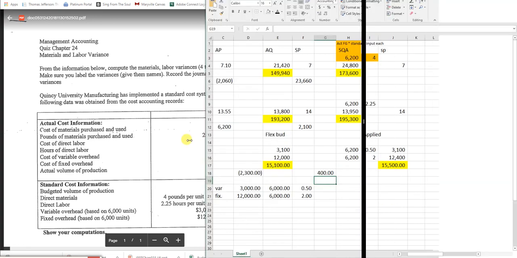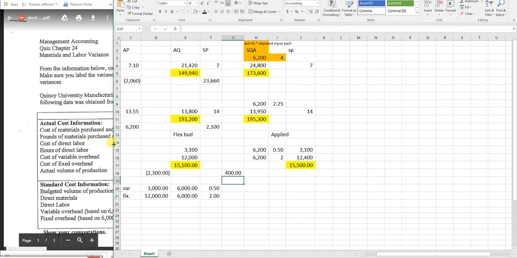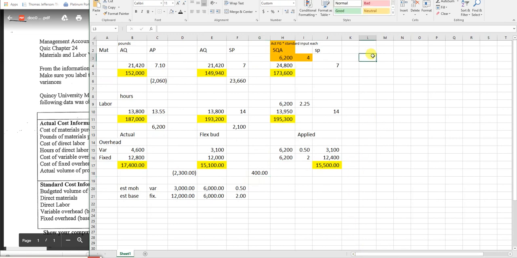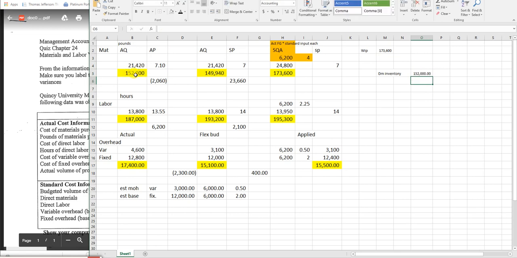I'm going to actually move this over there so I can get the journal entries going. Okay, so I know that I debit WIP. I know that I credit raw materials, or in your book, I believe it does direct materials inventory. All right, WIP is always the standard amount. Direct materials inventory is always the actual amount. And then I record my variances.